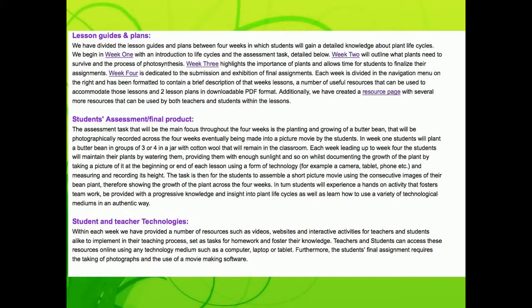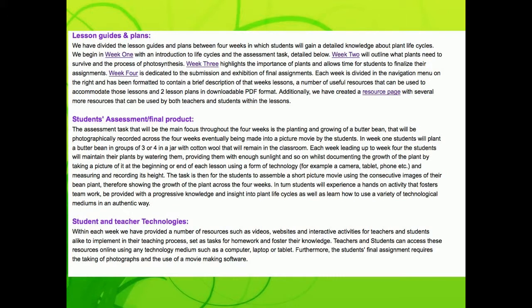Each week has been formatted to contain a brief description of that week's lessons, and a number of useful resources that can be used to accommodate those lessons, as well as 2 lesson plans in downloadable PDF format. The assessment task that will be the main focus throughout the 4 weeks is the planting of a butter bean, that will be photographically recorded across, eventually being made into a picture movie by the students.